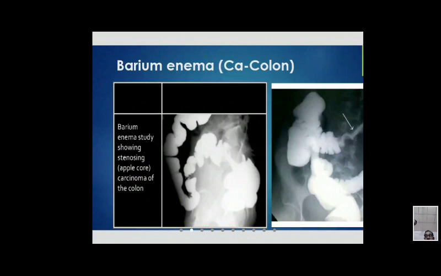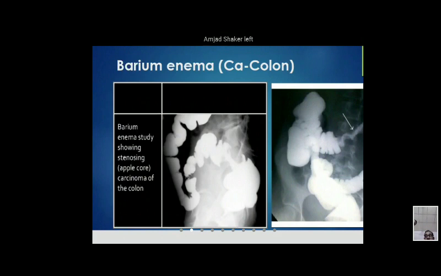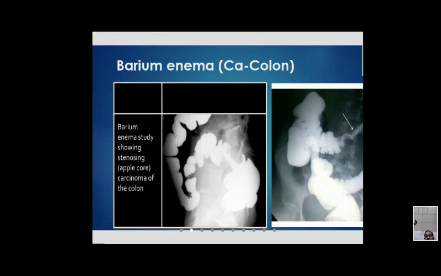And if the growth is not resectable, in that case you can go for palliative bypass. For right-sided colonic carcinoma, you can go for ileotransverse bypass. For left-sided colonic carcinoma, usually we can do either ileostomy or even colocolic anastomosis. For carcinoma rectum, palliative colostomy, sigmoid loop colostomy.